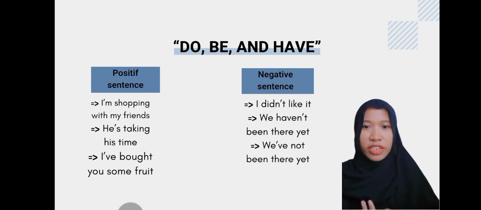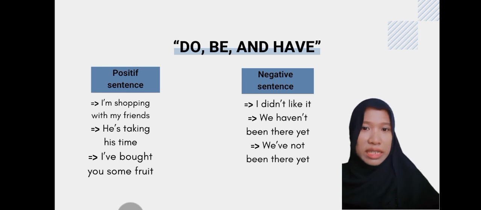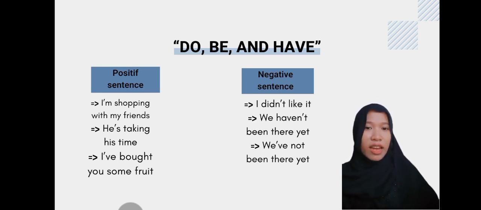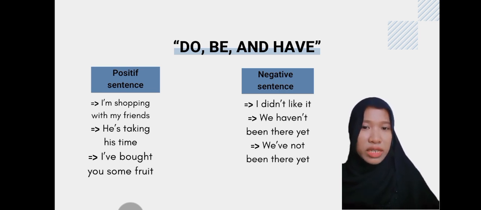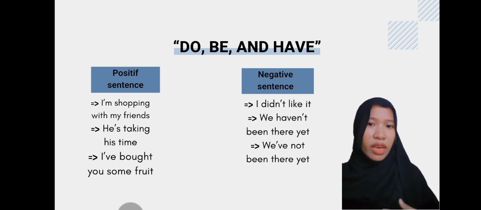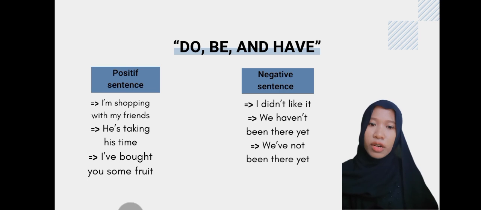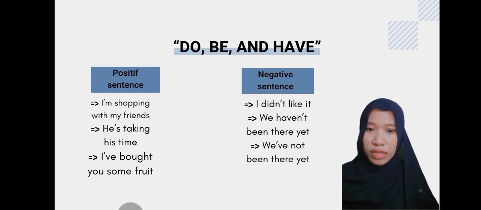Number 3, auxiliary verbs in positive sentences are function words, not content words. This means that they are usually unstressed when they are spoken. Unstressed words in English are often reduced or contracted when they are spoken out loud, so they can be difficult to hear. Look at the examples. I'm shopping with my friends. He is taking his time. I've bought you some fruit.